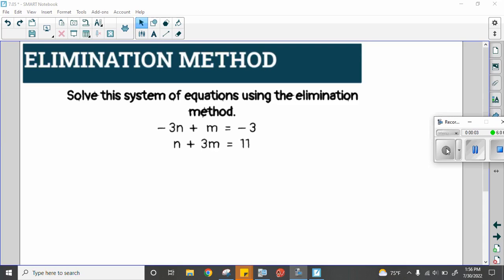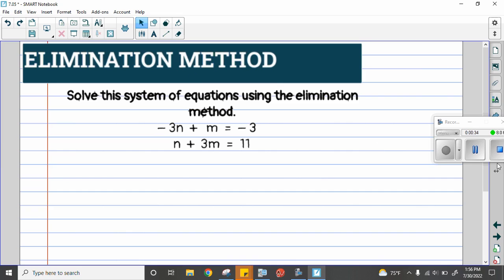Elimination method. Solve this system of equations using the elimination method. We are going to look at this system of equations, multiply to create inverses to solve for one variable, plug that variable in to solve for the next one. As a tip, you might want to find a piece of lined paper to write your steps down and keep everything organized.